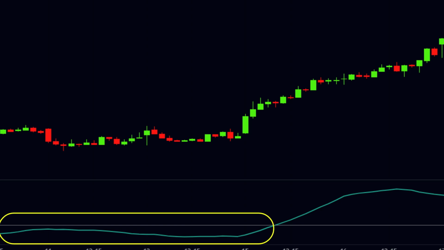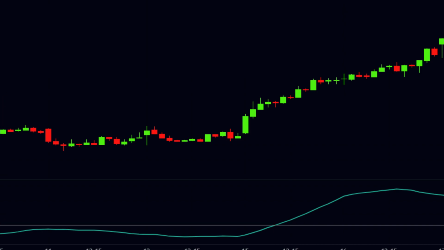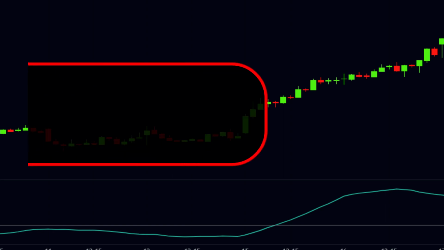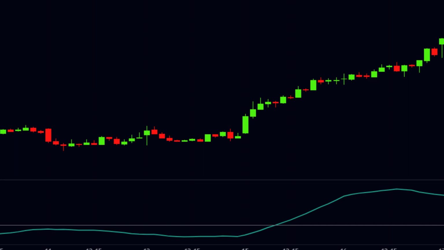If the ADX value is below the 25 level, then it is said that the stock is in a sideways trend. If the ADX moves above the 25 level, then the trend starts to become stronger. But for a more accurate entry, here we will use the 30 level instead of the 25 level. Thus, we will make our trade setup only when the ADX is above the 30 level.